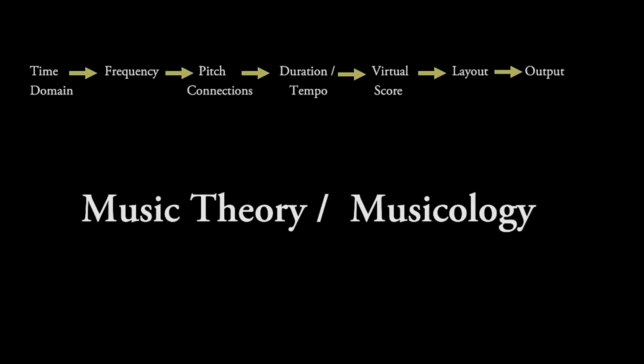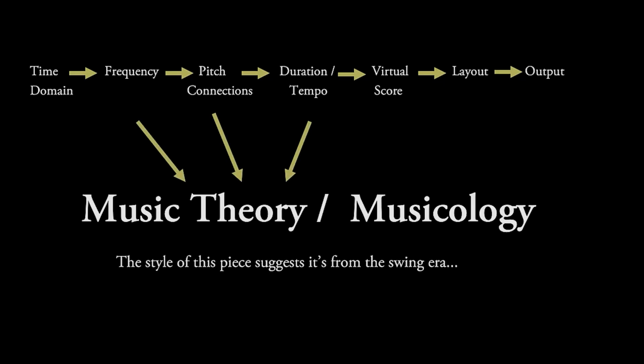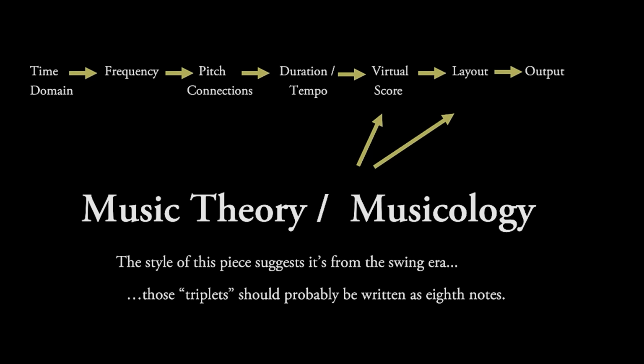Most exciting of all, though, is when parts of the process feed into music theory and musicology algorithms, and we get and are enhanced by it. So we say, oh, hey, given these frequencies, pitches, durations, we get the style of the piece, and we suggest that it's from the swing era. And then we can help later parts of the process by saying, if the style of the piece is from the swing era, when you do your virtual score, your logical score, probably all those triplets, those yum, ba bum, ba bum, ba bum, should be written down and represented as eighth notes. That's what conceptually they are.